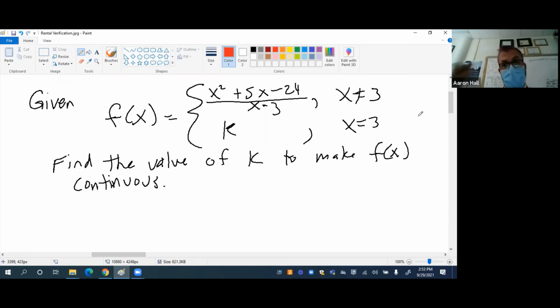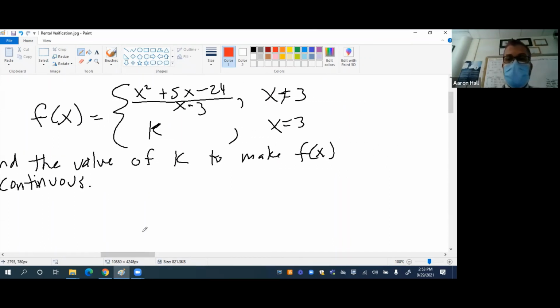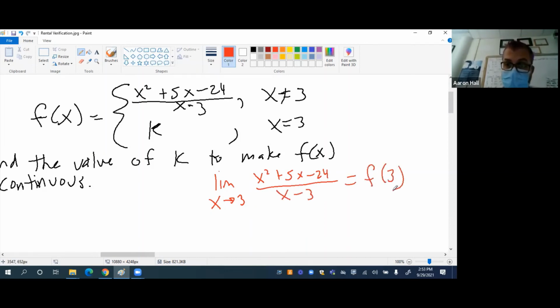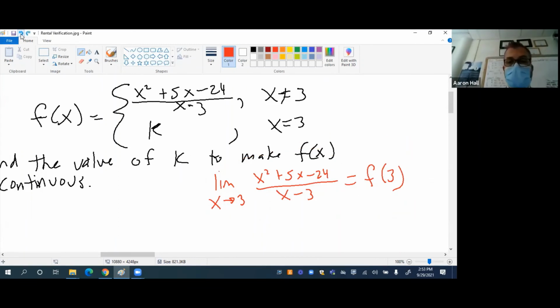Josh, any ideas? I'll start up. Yeah, I think factoring would be a good idea. So remember that the limit as x approaches 3 of x squared plus 5x minus 24 over x minus 3, if it equals f of 3, then it is continuous. So we need to find out what this is to make this equal to it. So Josh said, let's factor. So let's go ahead and factor this.